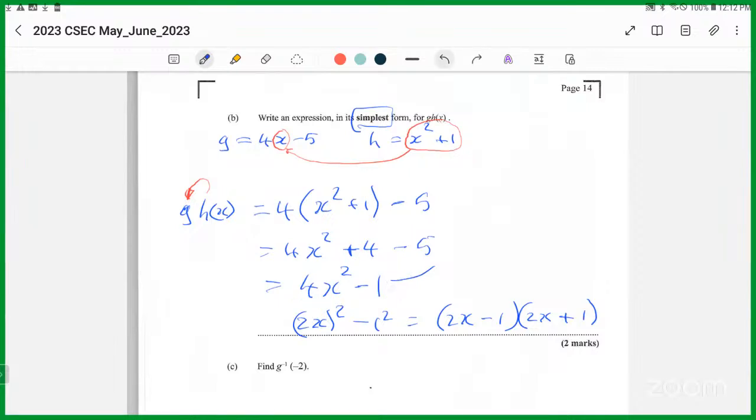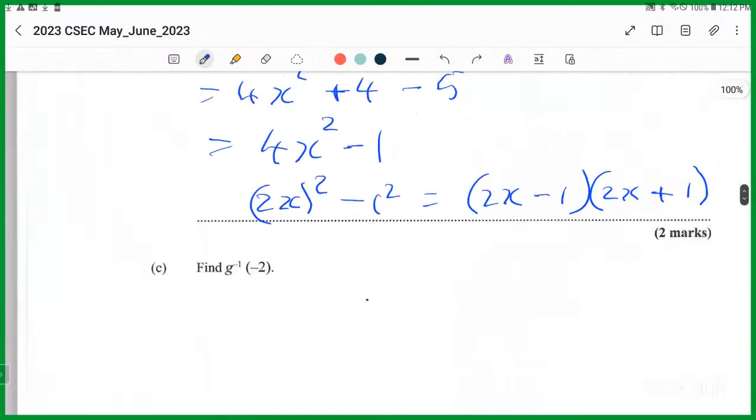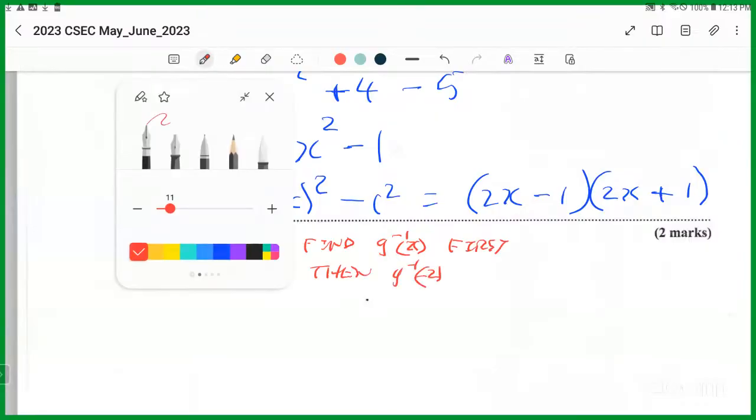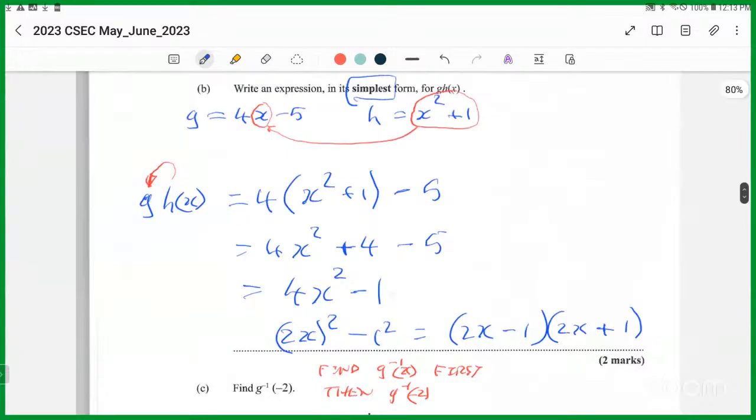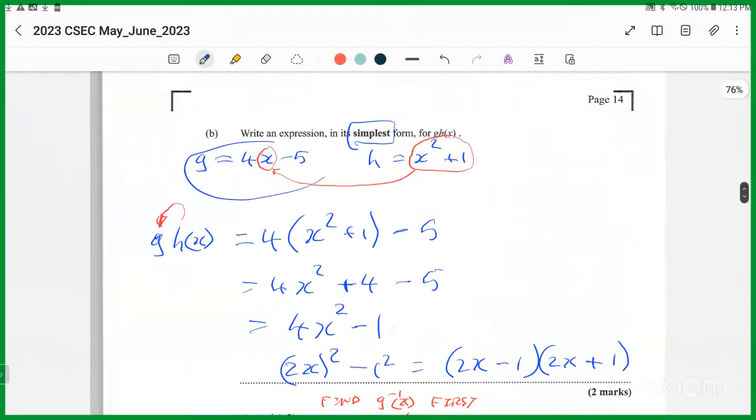Now it says yet another part. They want g to the minus 1 of negative 2, and the g is this function. So to do this, again, the process is to find g to the minus 1 of x first, then we find g to the minus 1 of negative 2. Alright, so to do that, we're going to start by saying g equals, what is it? 4x minus 5 right here.